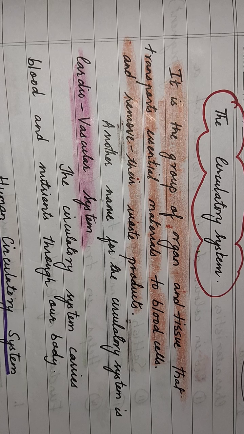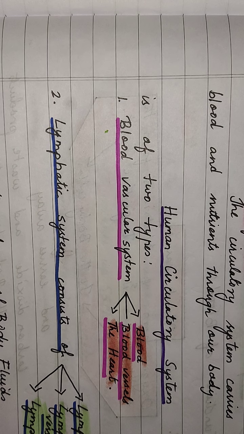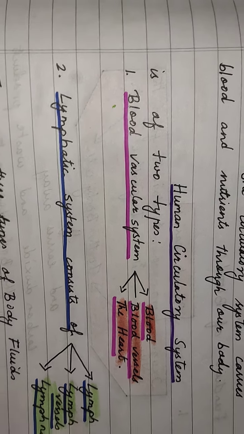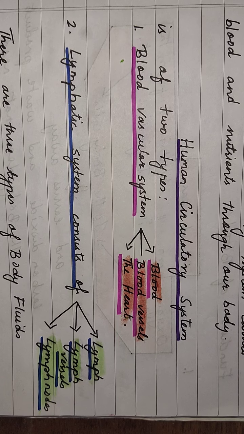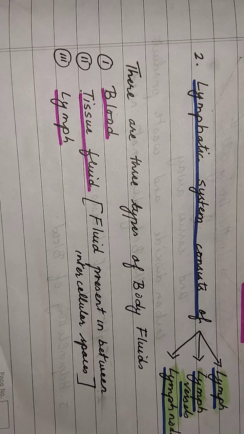Good morning, students. In the previous class, we learned about the circulatory system. It's a system that carries blood and nutrients through our body. We have also learned about the two types of human circulatory system. One is the blood vascular system, consisting of blood vessels and heart. The next one is the lymphatic system, consisting of lymph vessels and lymph nodes.